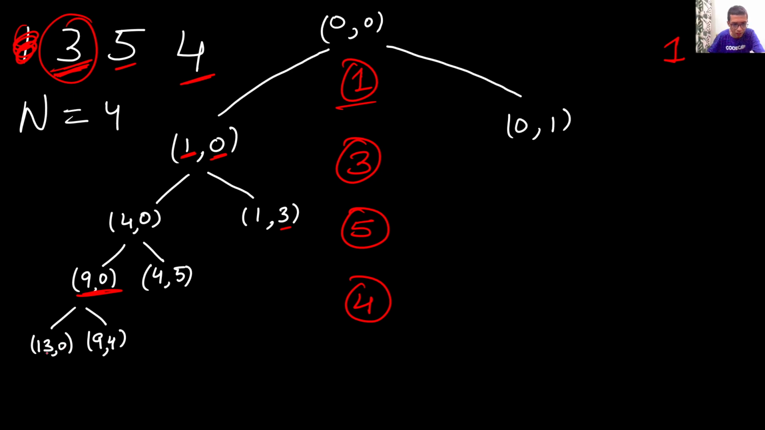Now, this 13, comma 0 and 9, comma 4 is the very last level because we have used all the array elements. So now we simply have to find the difference of both the groups. So the difference of group 1 and group 2 over here is 13. The difference of 9, comma 4 is 5, right?